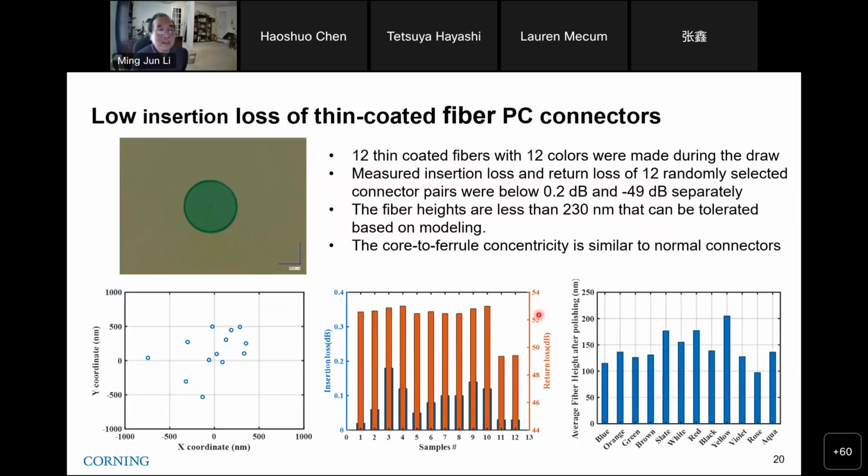So we made the connectors and tested their performance. Basically, for the insertion loss and the return loss, we can achieve performance very similar to the conventional connectors. And the core to ferrule concentricity, as you can see here, is also similar to normal connectors.